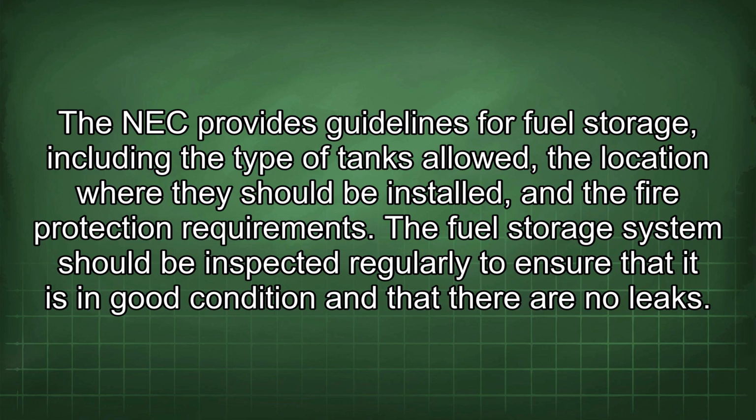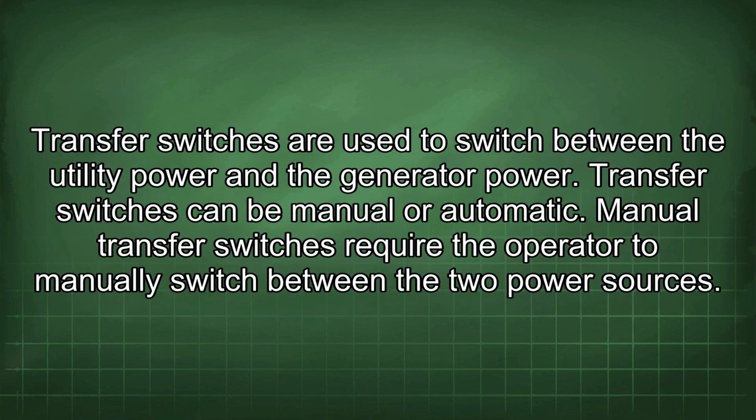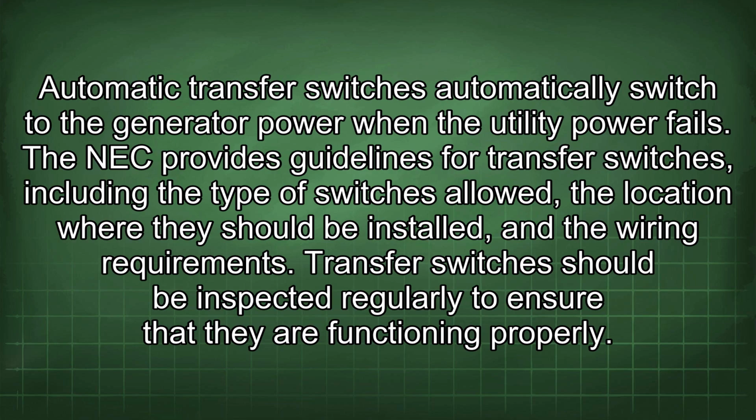no leaks. Transfer switches are used to switch between the utility power and the generator power. Transfer switches can be manual or automatic. Manual transfer switches require the operator to manually switch between the two power sources. Automatic transfer switches automatically switch to the generator power when the utility power fails. The NEC provides guidelines for transfer switches, including the type of switches allowed, the location where they should be installed, and the wiring requirements. Transfer switches should be inspected regularly to ensure that they are functioning properly.